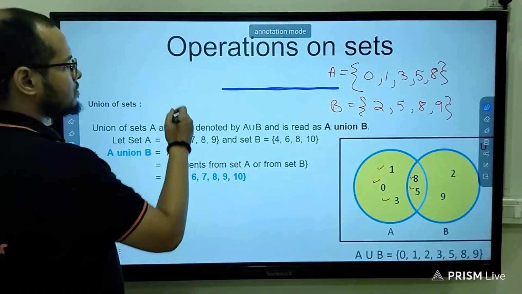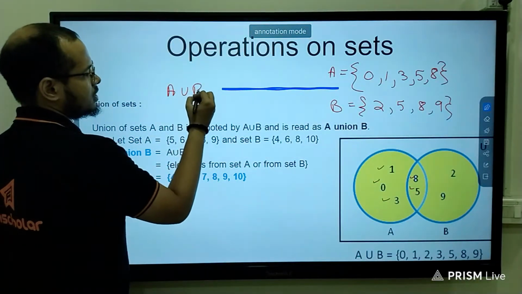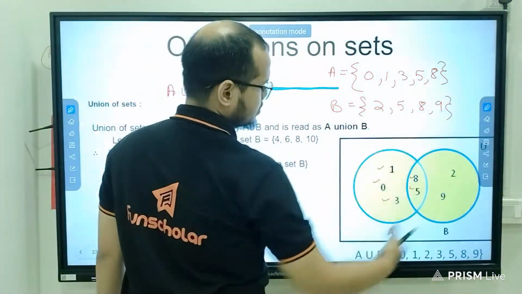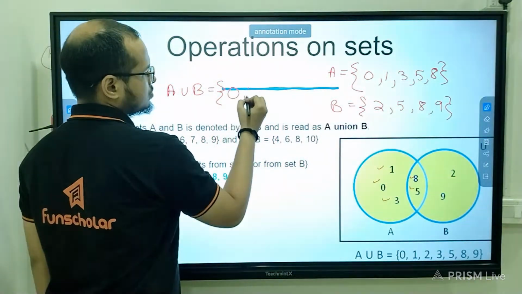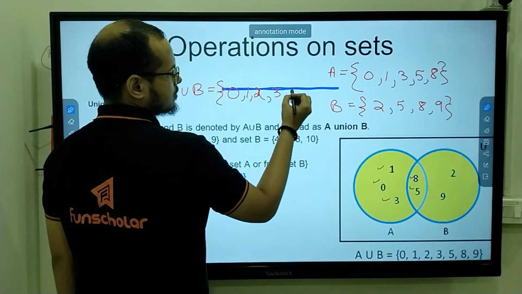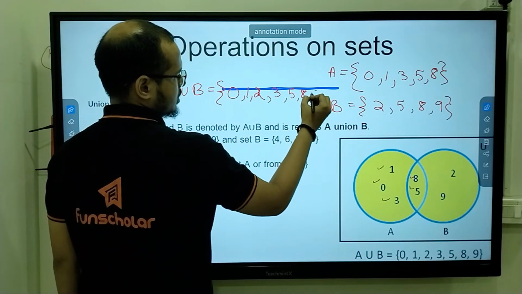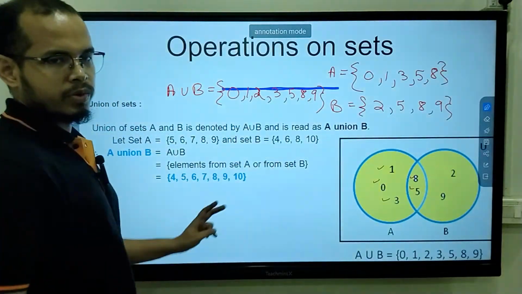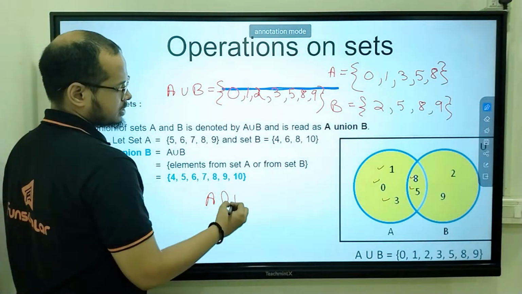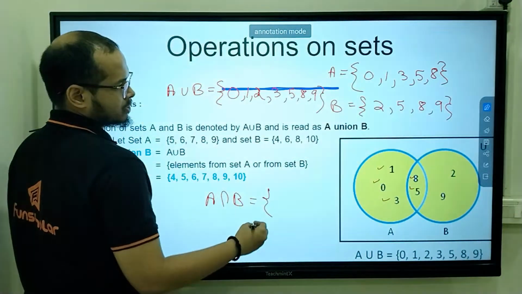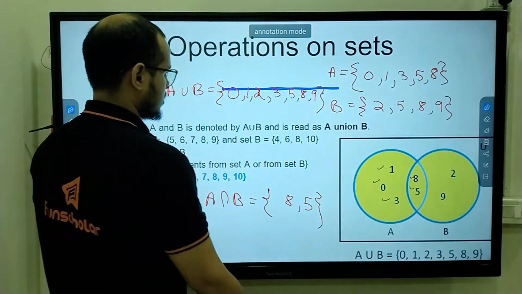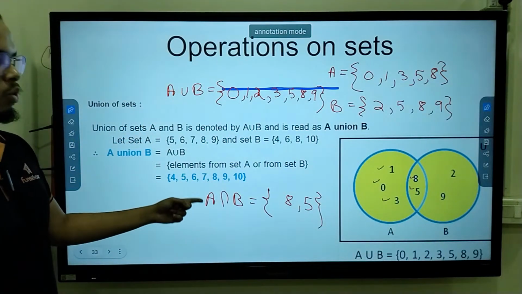Now union means what? A union B is we are going to write everything that is there in A and B. So let's start off with 0, 1, 2, 3, 4 is not there, 5, 8, 9. But we are not going to be writing 5 and 8 twice, only once. If this is union, then intersection will be the ones that are common. So common are 8 and 5. We are writing 8 and 5 as intersection. So U is union, upside-down U is intersection.